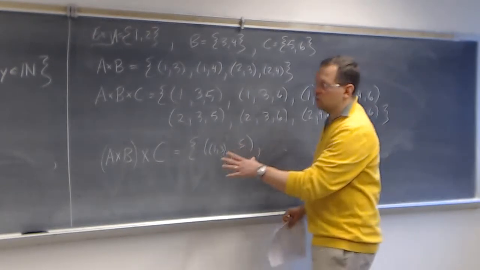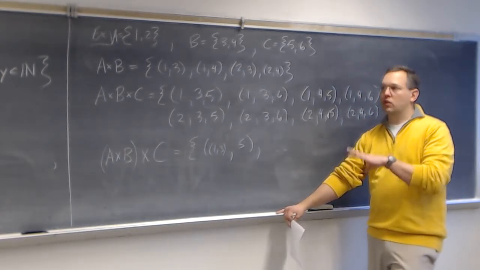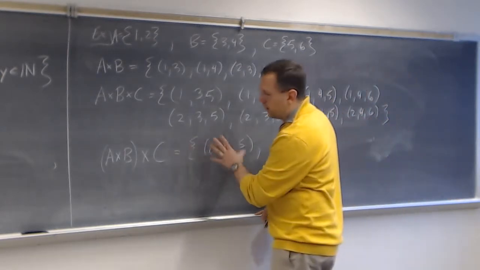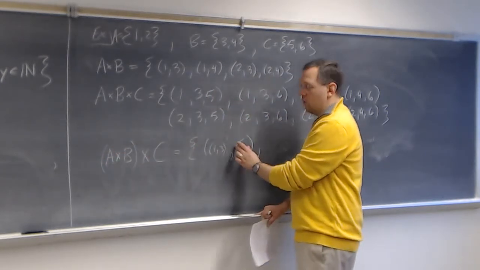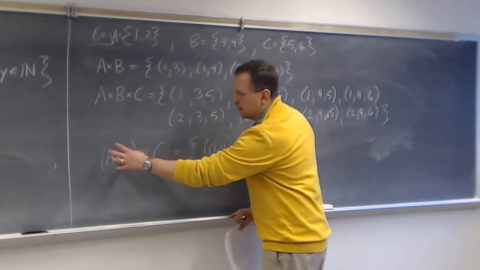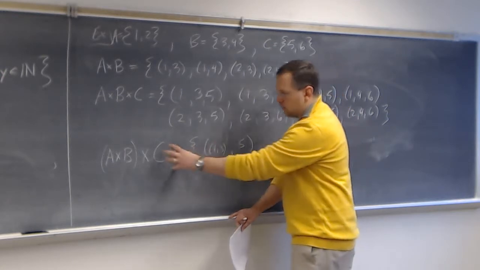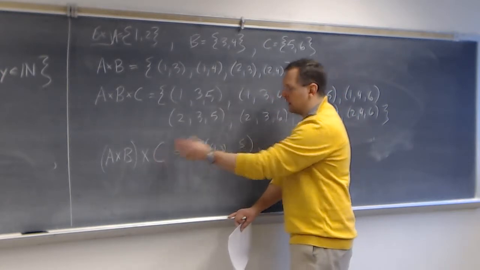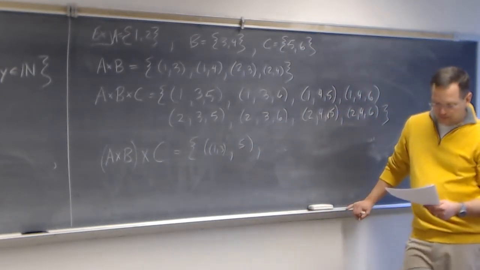A problem like this would just try to test whether you truly understand the definition of a cross product. Okay, you take ordered pairs where the first coordinate comes from this set, the second coordinate comes from this set. Doesn't matter what this set looks like or what the things inside the set look like. Just take one of them and put it here. Okay, and then take whatever's in C, whatever those elements look like, take one of them and put it here. Do that over all the possibilities.